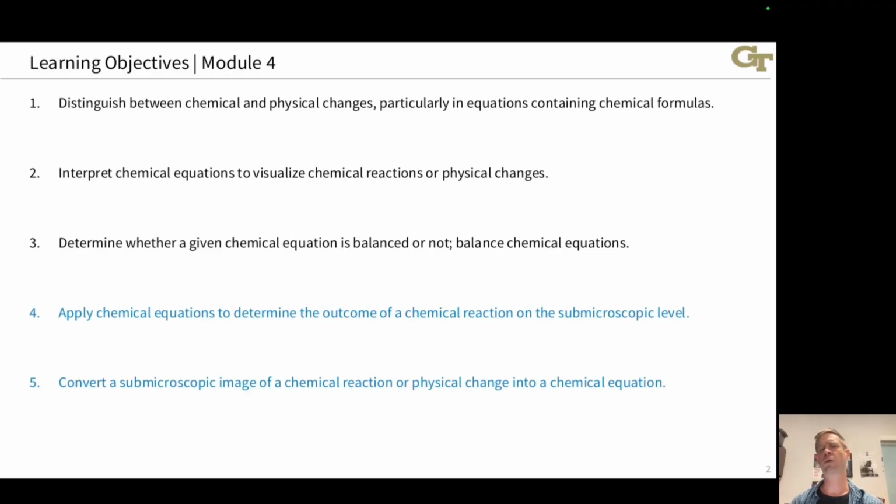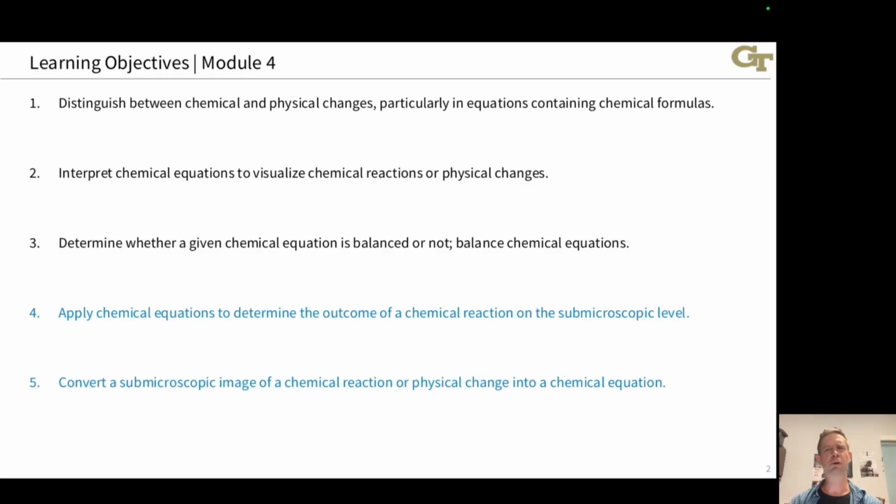This is actually an important skill to develop the habit of getting into, because it helps with pattern recognition. You'll learn a variety of different reaction types throughout your study of chemistry, and each tends to be associated with similar types of change on the submicroscopic level.